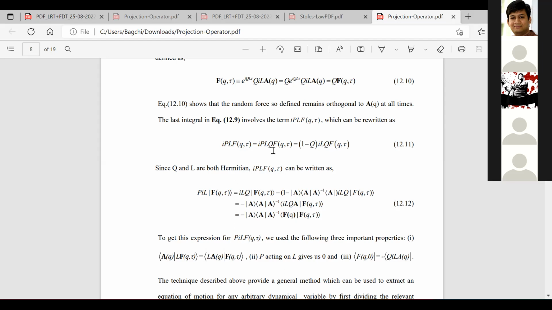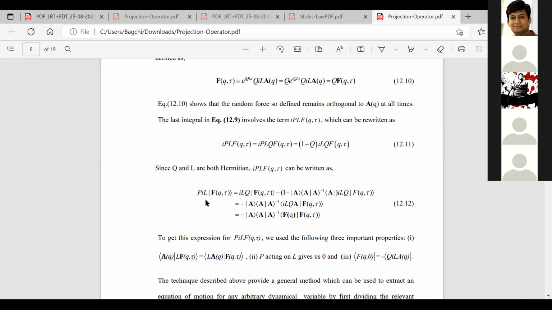Some of the properties of the projection operator technique that I should have mentioned: they are idempotent. P square equals P, Q square equals Q, and QF equals F because F is already in orthogonal space. So QF, I can put it there. Then I write P equal to 1 minus Q. So then I separate it out because of the 1 and Q. So QiL QF is only in Q space. So that is then the P that is depending on the P-level case.